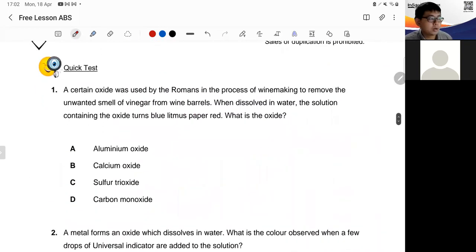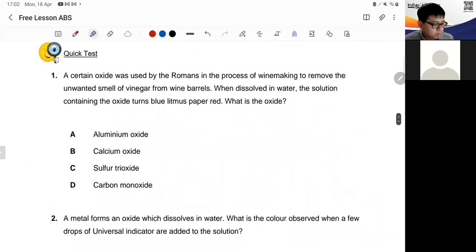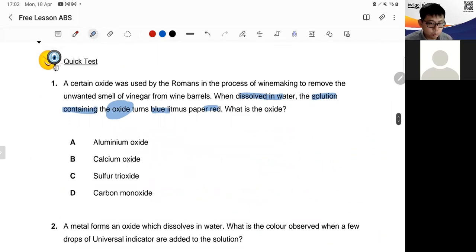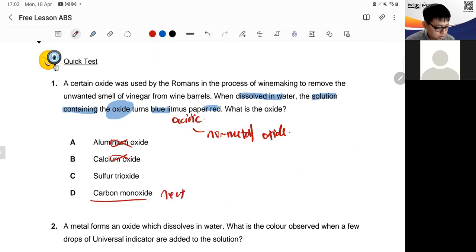Okay, moving on. Let's try some questions. When dissolved in water, the solution containing the oxide turns blue litmus red. So blue litmus turning red means the oxide must be acidic. Clearly, it is a non-metal oxide. If you saw the previous page, it means not this one. Number 2, this is neutral. The answer is C. This is sulfur trioxide.